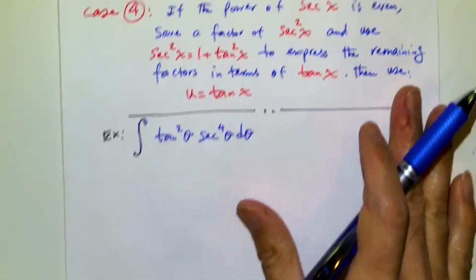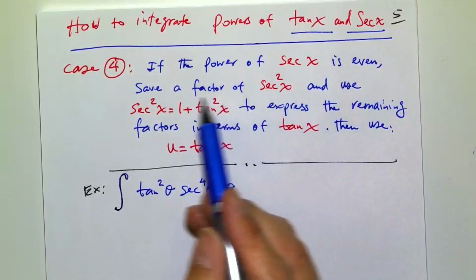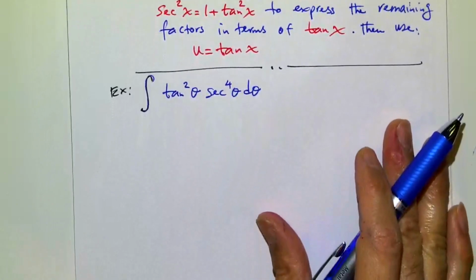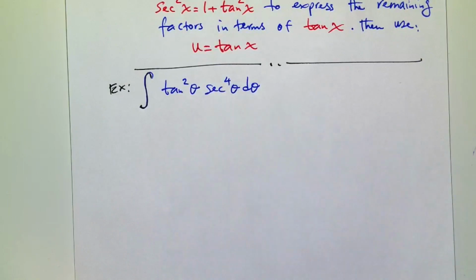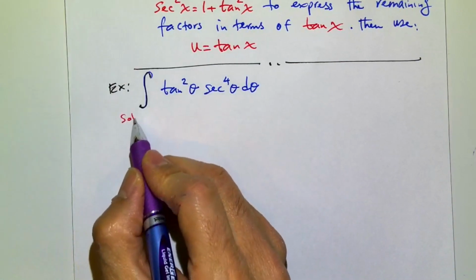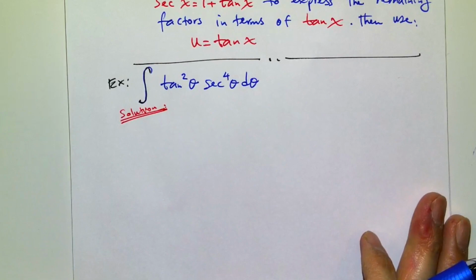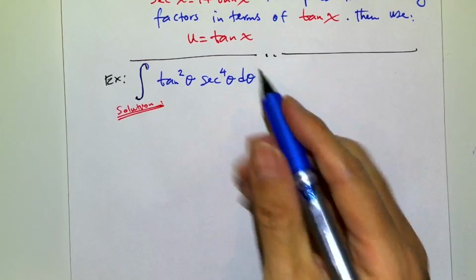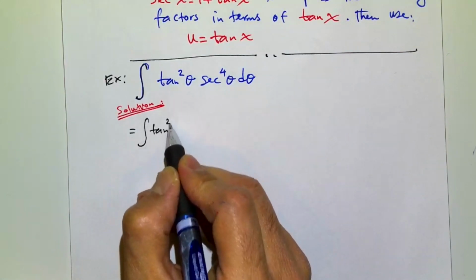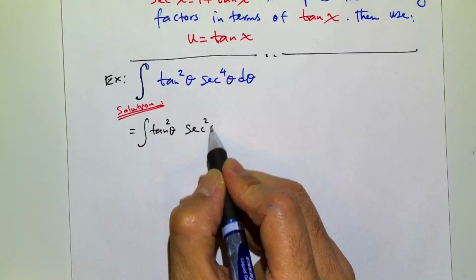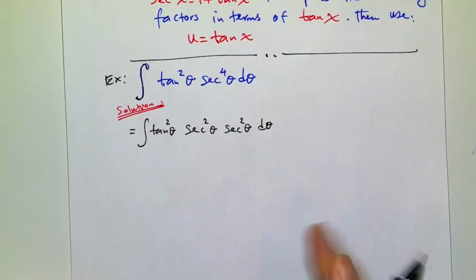Obviously here the power of secant x is even, so we want to save a factor of secant squared. So let's do that. We're going to break this secant to the fourth power into secant squared theta times secant squared theta. Again, I highly encourage you to pause the video and spend 10-15 minutes on this and come back to compare your solution with this. So it equals tangent squared theta times secant squared theta times secant squared theta d theta.